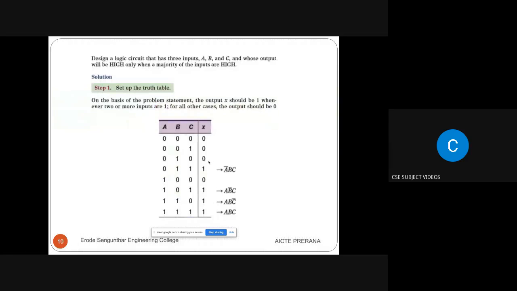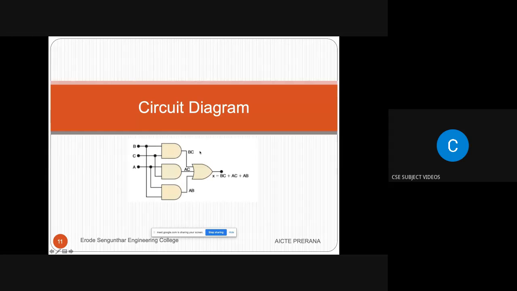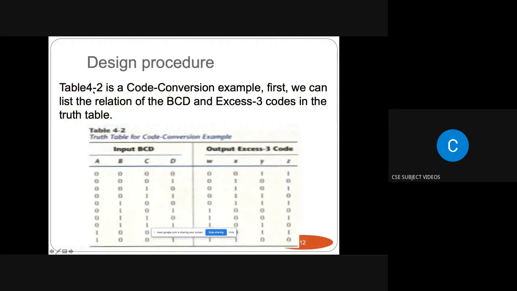For the design procedure, the problem statement will be given. From that problem statement, we have to identify the number of inputs and outputs. After identifying them, we derive the truth table. We obtain the Boolean function with the help of the Karnaugh map. And finally, we draw the circuit diagram. So this is one example, and here is another example.